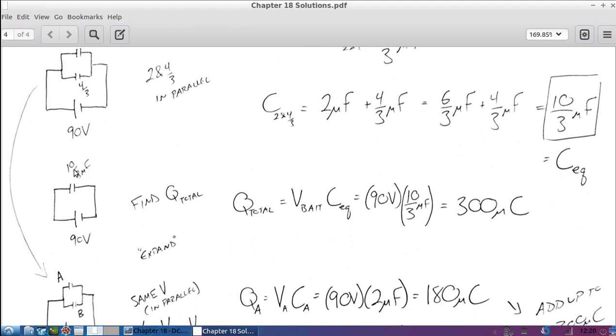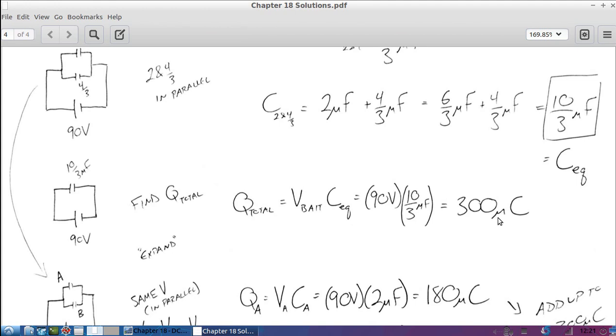So just like the previous example, I've finished step 1. I've redrawn my circuit to look like 1 battery and 1 capacitor with an equivalent capacitance of 10/3 microfarads. So now I'm ready to use Q equals VC to find the total charge on the capacitors. Voltage of the battery is 90 volts. Capacitance is 10/3 microfarads. Again, that's why I use the fraction, because the 90 and the 3 reduce. I get 30 times 10, 300 microcoulombs.